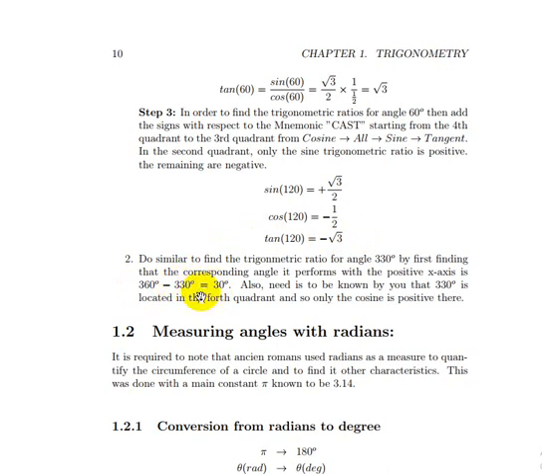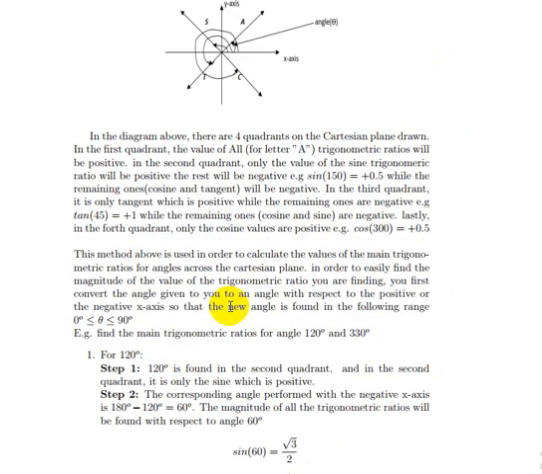Again, if you are asked to calculate the trigonometric ratios for the angle 330 degrees, the first thing to do is to find an angle between 0 and 90 degrees, taken from either the positive x-axis or the negative x-axis. In this case, we are going to take it from the positive x-axis. So 360 degrees minus the angle 330 degrees is going to give you 30 degrees, taken in the anti-clockwise direction.